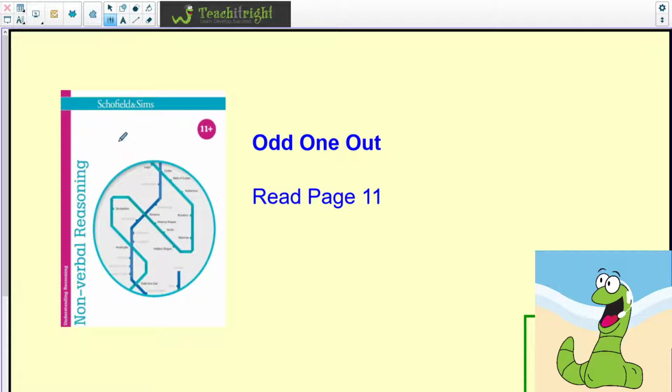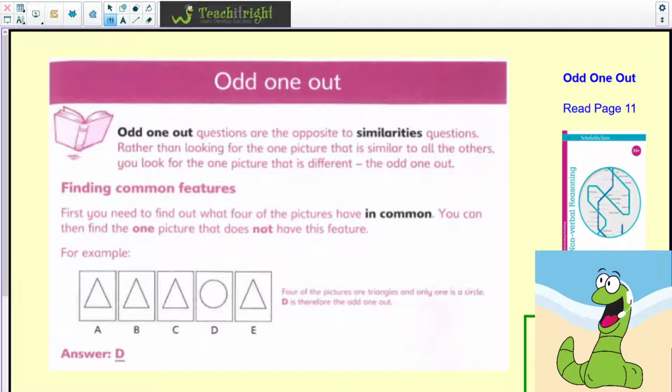Now, the book that you'll need is the Schofield and Sims Non-Verbal Reasoning book. And you'll need to please go to page 11. And it's really important when you do get to page 11, you're also reading through the information that you find on that particular page. So let's go and have a look and see what we've got at the top of page 11. I'm just going to read it down through and then we'll see what we've got to do.